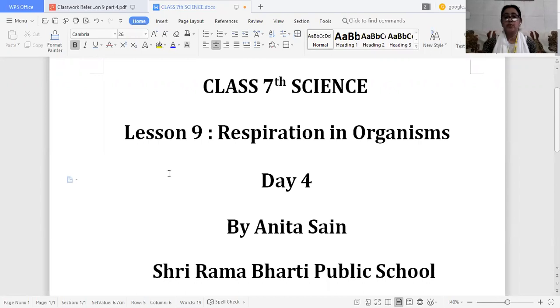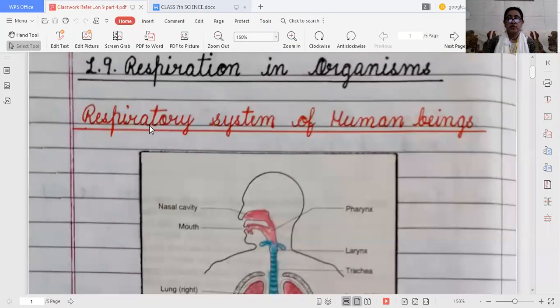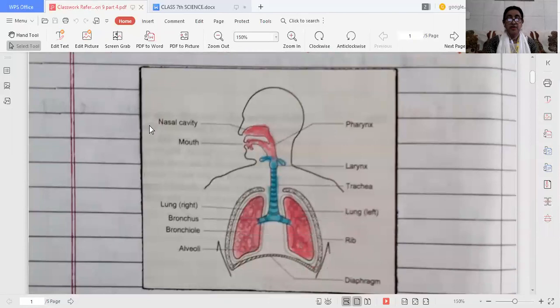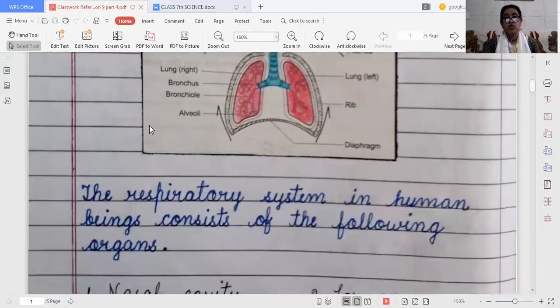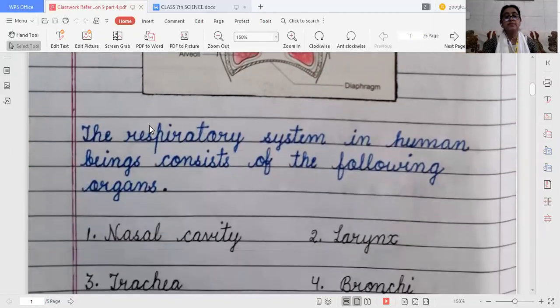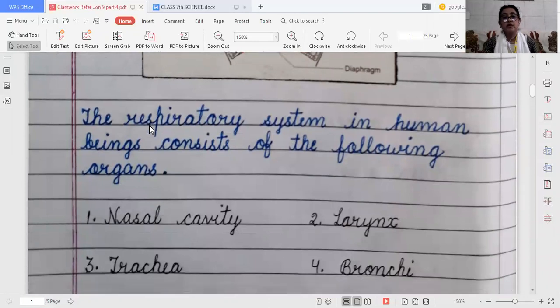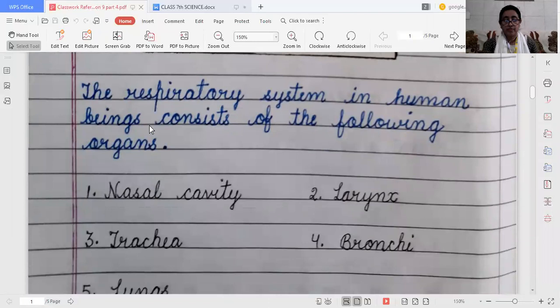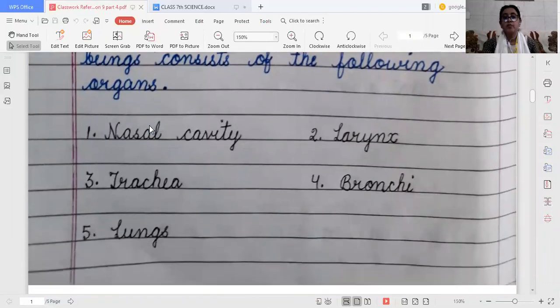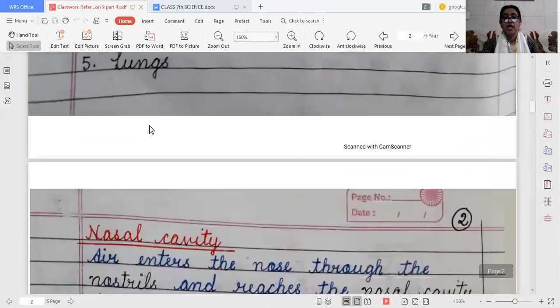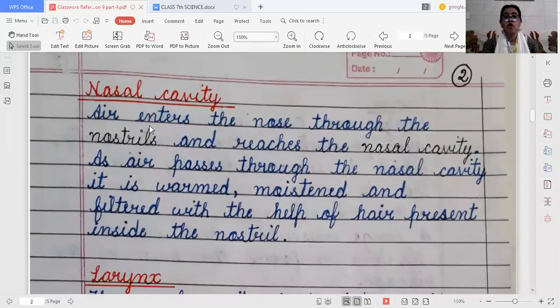Today I will explain a few topics from respiration in organisms. So let's start. Today we'll start with the respiratory system of human beings. As you can see, the respiratory system in human beings has a few main organs like nasal cavity, larynx, trachea, bronchi, and lungs. Now, first of all, we will go for nasal cavity.